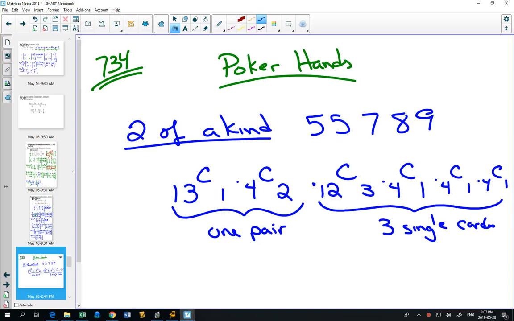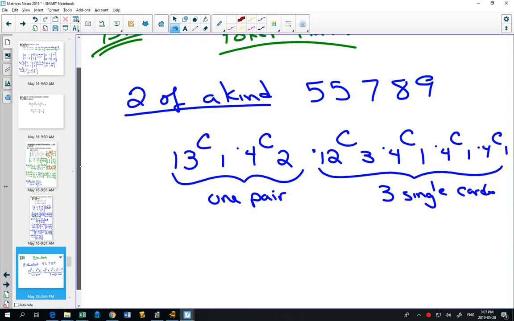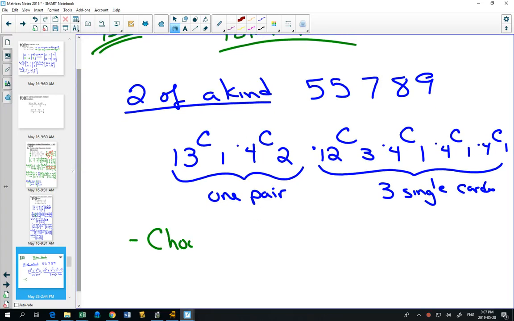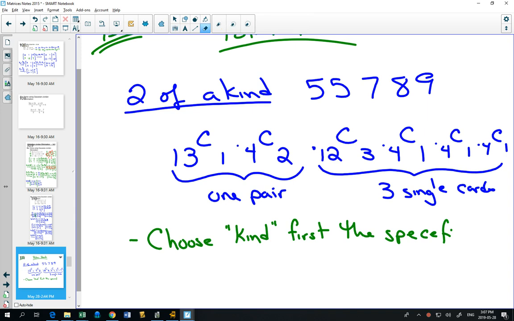So if we summarize some of the guidelines that we've done so far, we always choose the kind first, then the specific ones next.